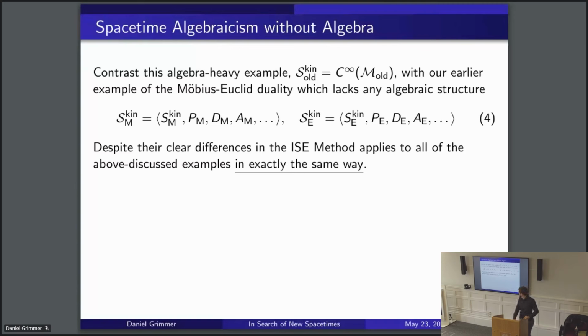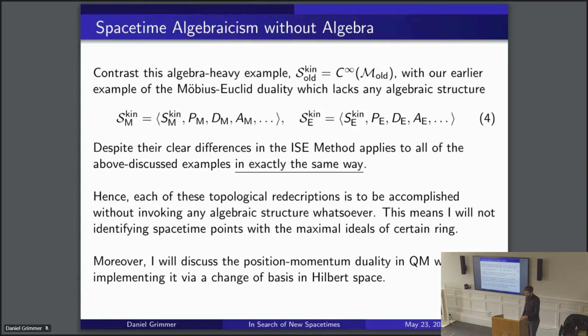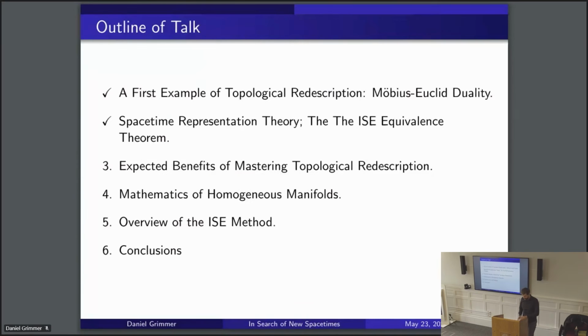So I'm not using the algebraic structure to accomplish this topological redescription at all. And in particular, I'm not identifying space-time points as the maximal ideals of certain rings in the way that you might be familiar with. Okay, it's a completely other way of moving between topological representations. And moreover, when we get to the position-momentum duality in quantum mechanics, I'm going to show how we can implement that without thinking of it as a change of basis in Hilbert space. Because again, that's unnecessarily algebra-heavy, and my techniques apply the same way even to these non-algebraic examples. So let's keep in mind that no algebra is necessary for the rest of what follows. Okay.